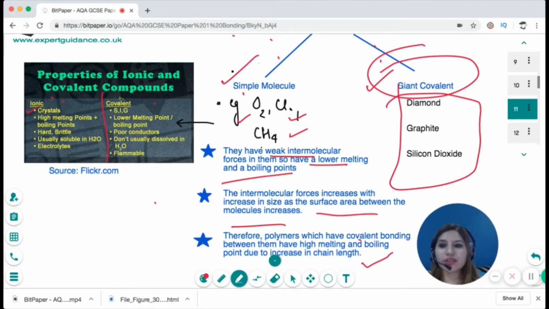Now, let's compare the difference between ionic and covalent compounds. Ionic compounds are crystals, covalent are solids, liquids, and gases. Ionics have high melting and boiling points, covalent have lower melting and boiling points. Ionics are hard and brittle, covalents are poor conductors. Ionic usually are soluble in water, covalent are not. Ionic undergo electrolysis and covalent are flammable.